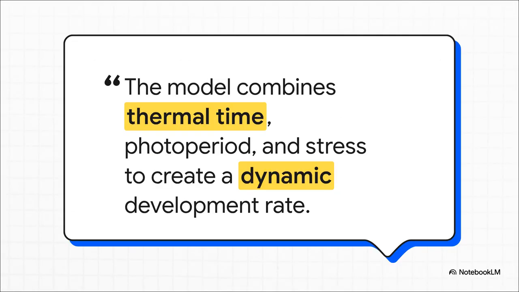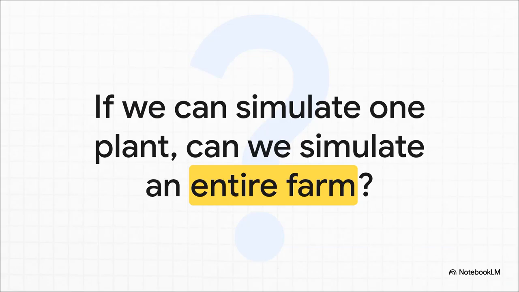And that's really the magic of this whole thing. It isn't just looking at one variable. It's the way it weaves everything together: the thermal time, the hours of daylight, all those stress factors, to create this living, breathing simulation of a plant's growth rate. What we've just walked through, that's the digital blueprint for one single plant. But it just begs the question, right? If we can model one life with this much detail, what's really stopping us from simulating an entire farm? Or even an entire ecosystem? That is the incredible future a technology like this is pointing us towards.